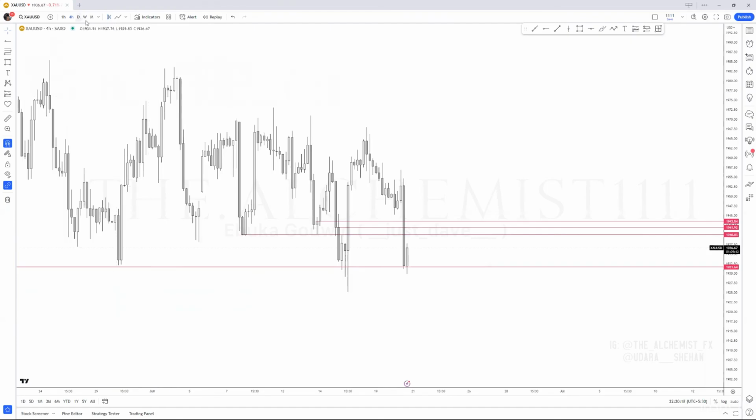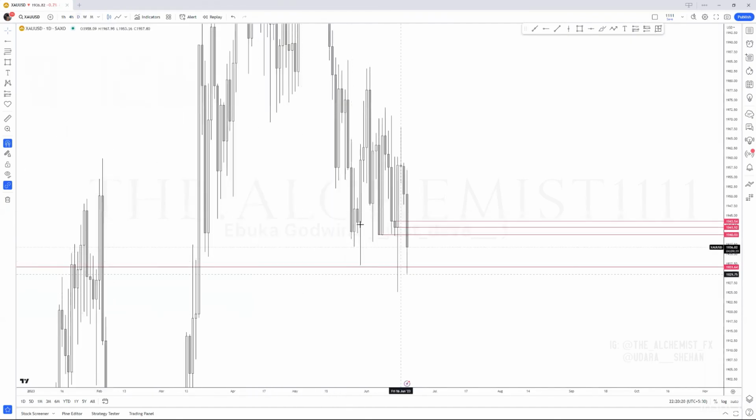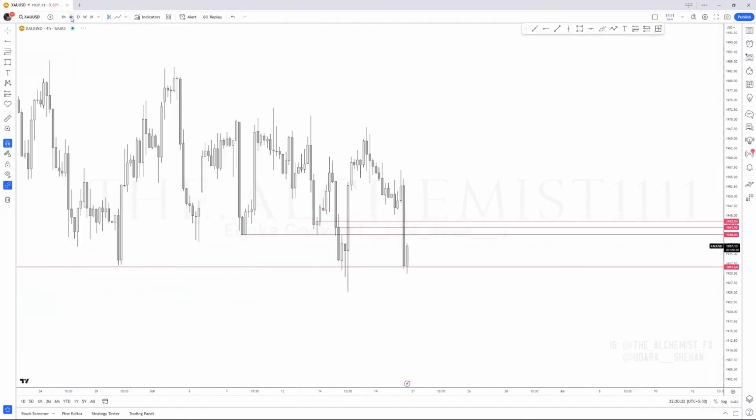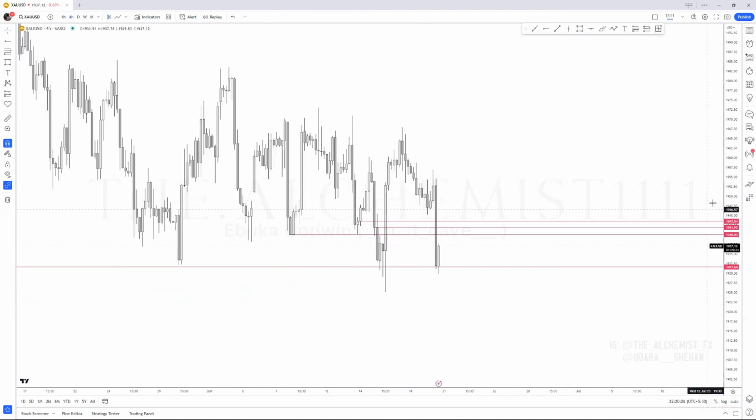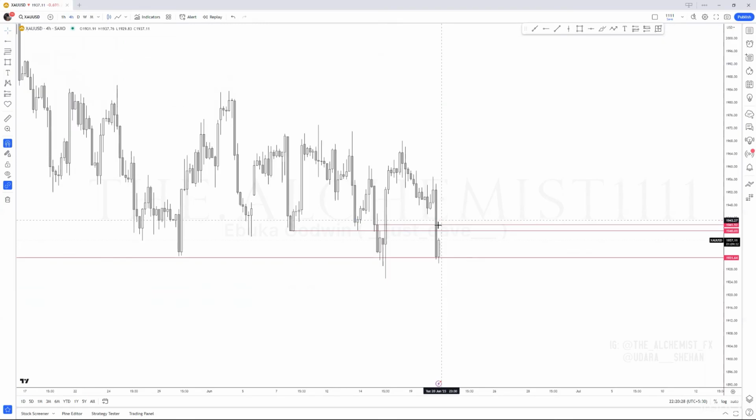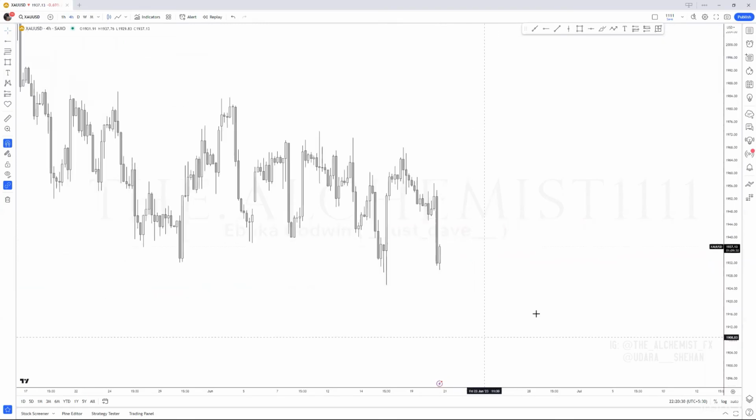I don't know if we should sell it or, since we are inside of a weekly support, if we should buy it. So I'm waiting. I'm waiting for a clear confirmation. That is what I would do. Did you understand this? Did you understand what we talked about in this session?